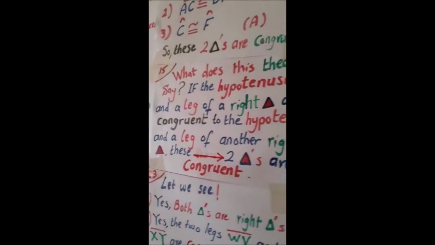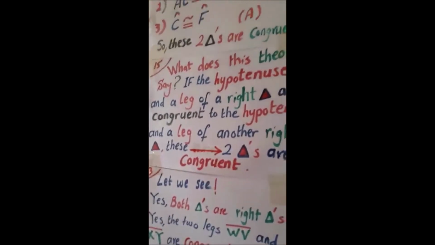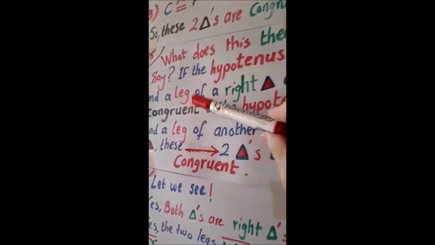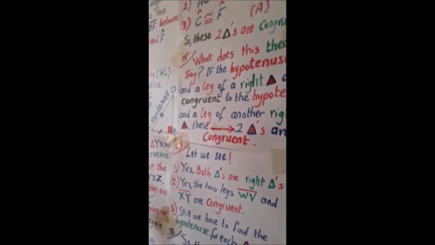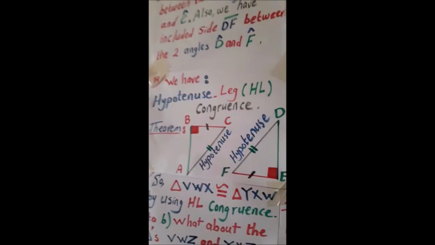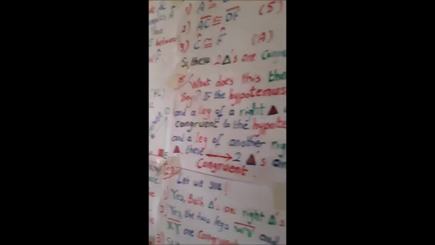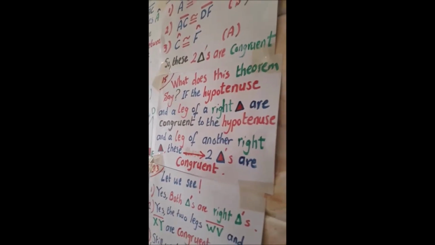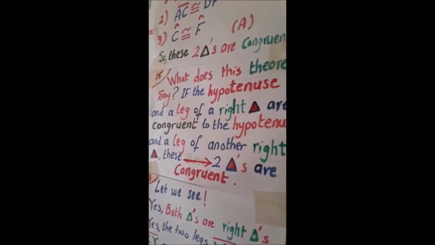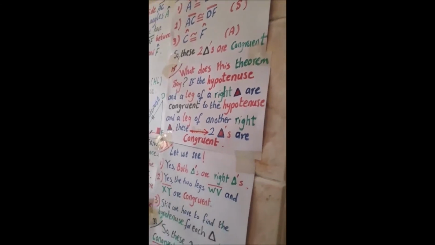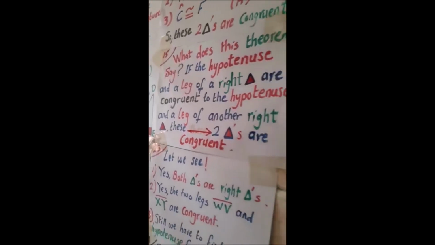Let me continue. So if the hypotenuse and a leg of a right triangle, we have three things that must be satisfied. First of all, the hypotenuse, the second one, a leg, and also it must be a right triangle. So you will ask, if that triangle is not right, can we apply this case? No. Excellent, guys, you are clever. If the triangles are not right triangles, don't ever think about this case. This case is only if the two triangles are right angle triangles. So if the hypotenuse and a leg of a right triangle are congruent to the hypotenuse and a leg of another right triangle, then we conclude that these two triangles are congruent.